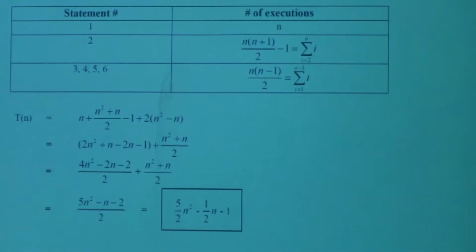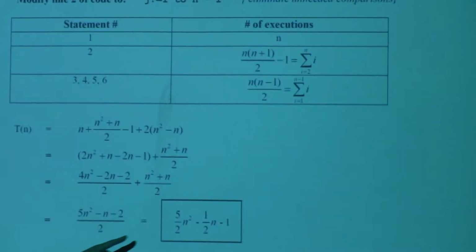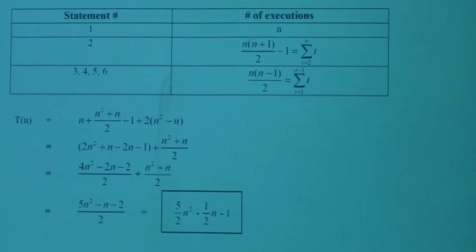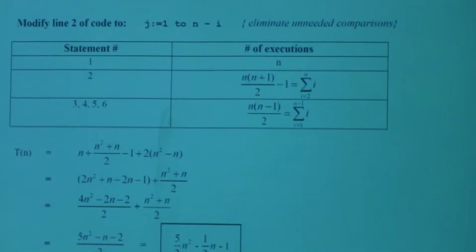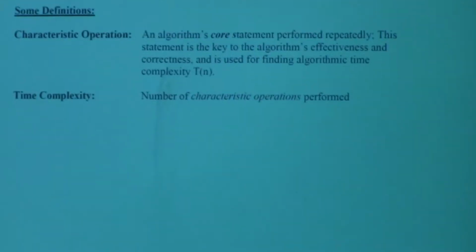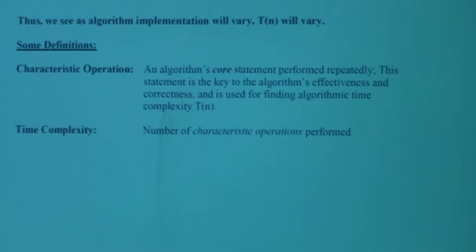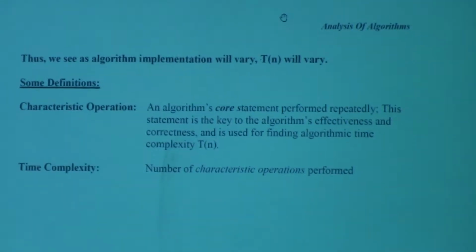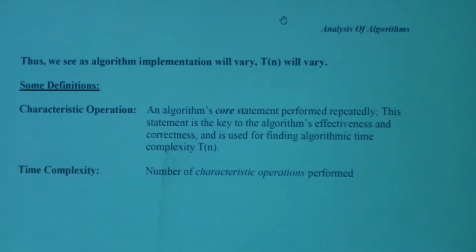Get it? Okay. So that's what determines the algorithm complexity, the fastest growing term. Everything else gets absorbed into that term. And we really don't too much care about the coefficient, actually. Okay, so now we want to talk about something called the characteristic operation. The characteristic operation in bubble sort is really the comparison.